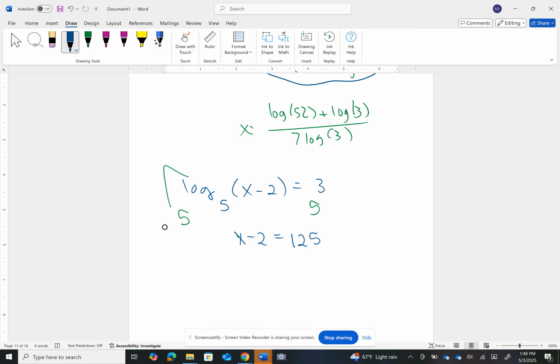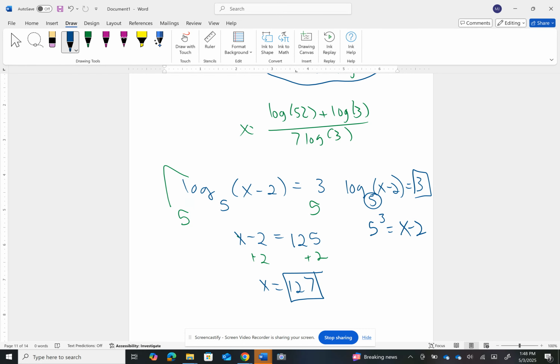All right, now that same concept is what's going on if you think of it better. Like in your mind, you want to think of it as 5 is the base, 3 is the exponent, and so that would equal the x minus 2. Both ways lead you to the same final answer. So now all we got to do is add 2, and we wind up with x being 127. And that's what they want.